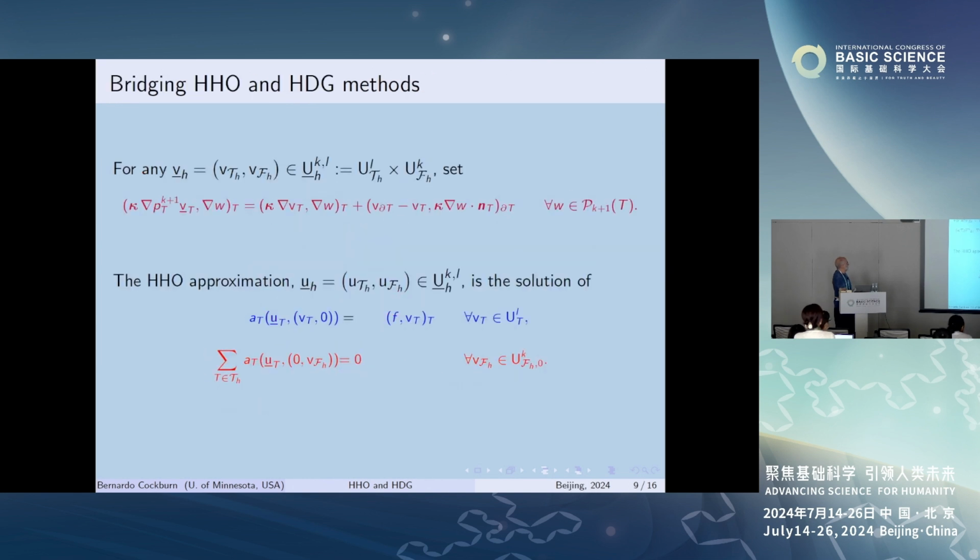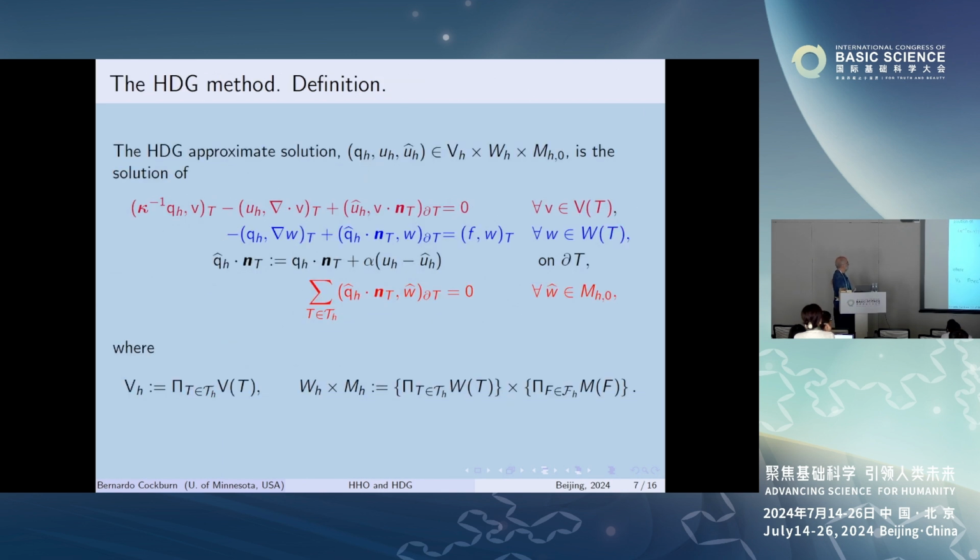Okay, so let me see. It's a little bit more complicated than what I said. So here, the third equation. All right. So Q hat is Q plus alpha of that, right? Yes. Okay, so for the HHO, alpha is complicated.